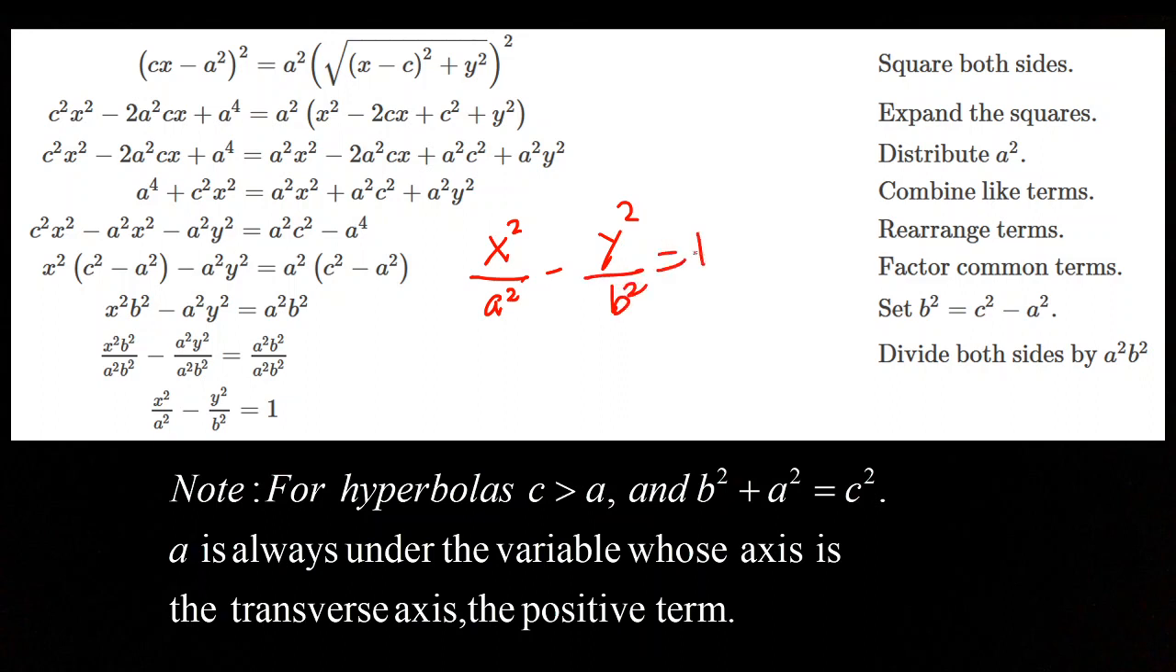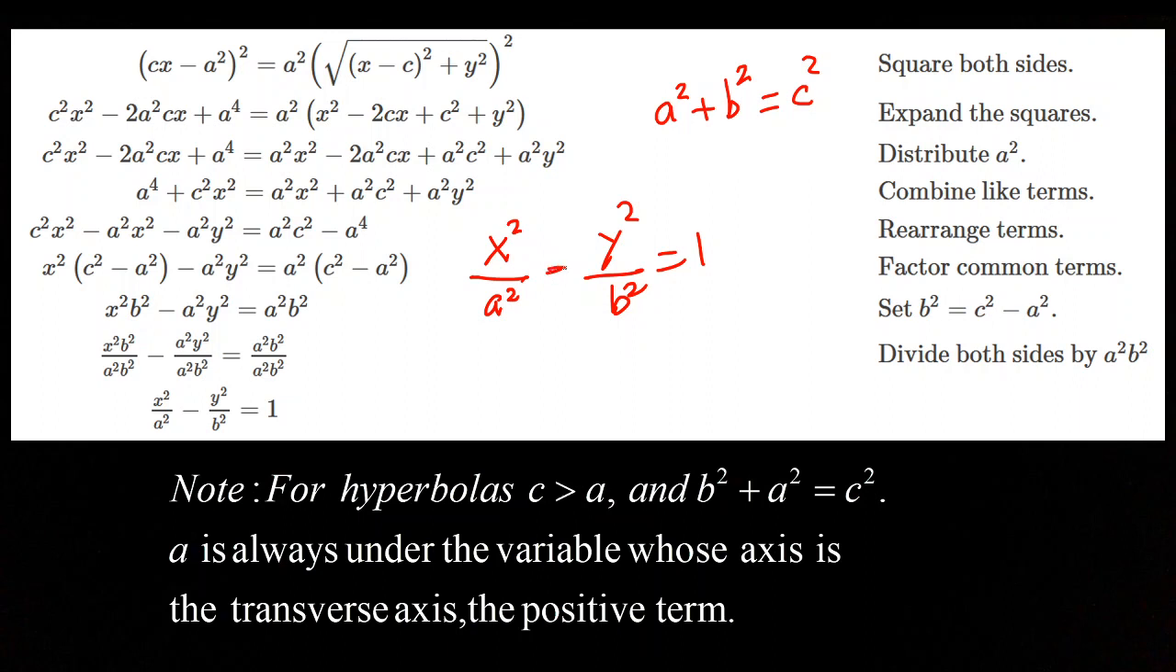squared equals 1. And the connection between A, B, and C is very easy to remember with hyperbola, because it's just like a Pythagorean property. C squared is equal to a squared plus B squared. That's what it is. So if we have two of these, we can find the other one. Okay, so this is the equation of a hyperbola. That is what?